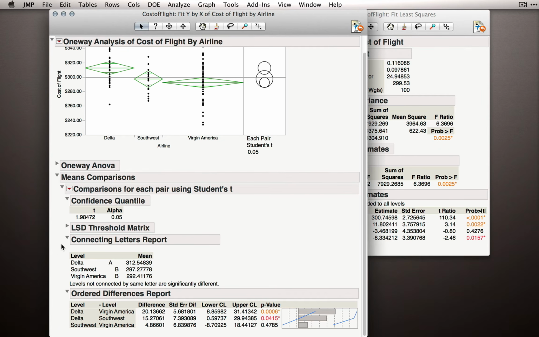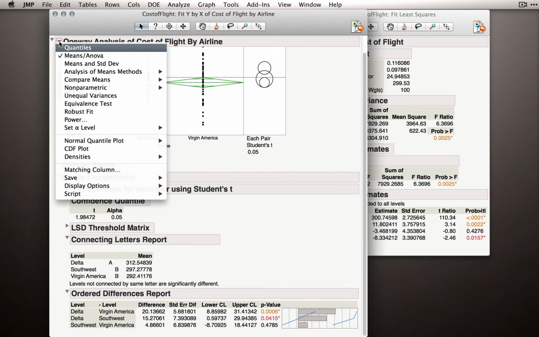In this report, we're looking at each of the different categories, and what we want to pay attention to is the letter next to each category. The way the connecting letters report works is categories that don't share a letter are statistically significantly different by the criterion we've selected. The criterion by default is an alpha of 0.05. If you wish to change this criterion, it's under the red triangle under Set Alpha Level.